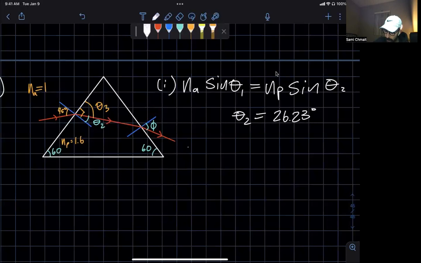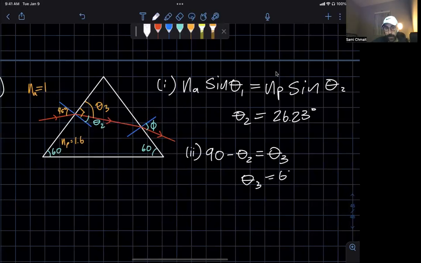That's my first step. Second step, 90 minus theta 2 is going to be equal to theta 3. Now, if you went to my SI session this week, this is about to get super repetitive because we really hammered this point in. Okay, so we know how to find theta 3.